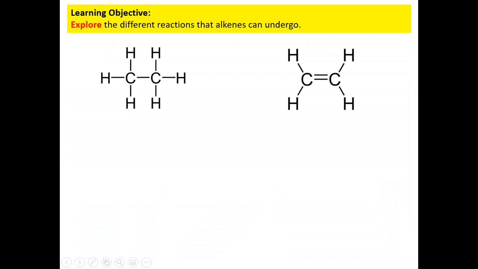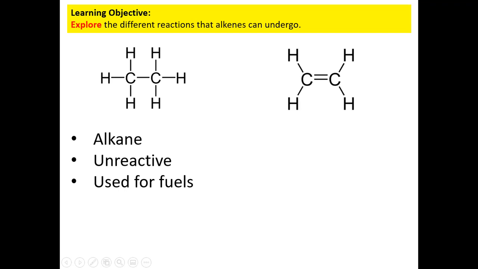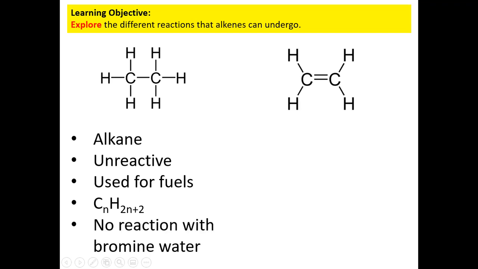So let's see then what we have got. So hopefully you knew that the one on the left hand side was an alkane. They are unreactive. They are used for fuels. The general formula is CnH2n+2, and there is no reaction when added with bromine water. Even better if you said that that alkane was ethane.